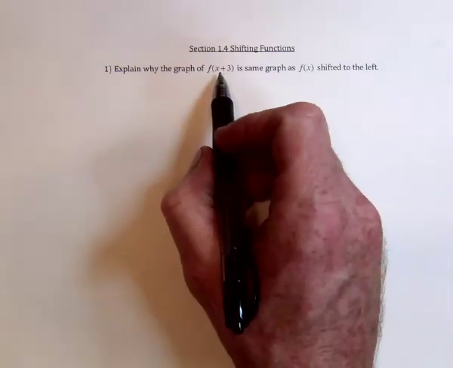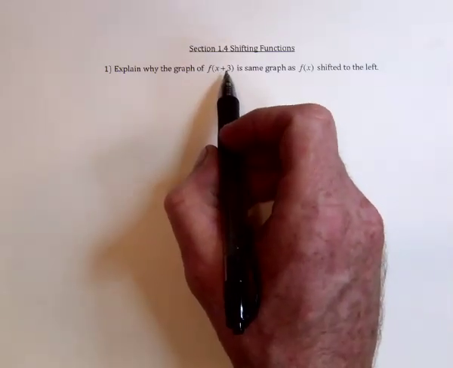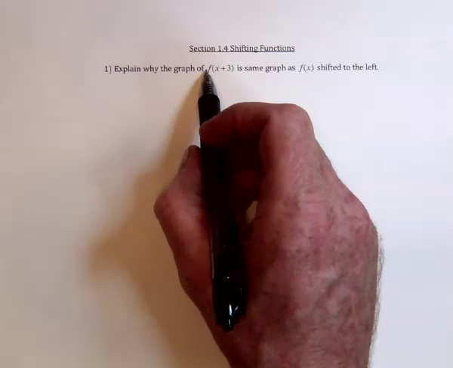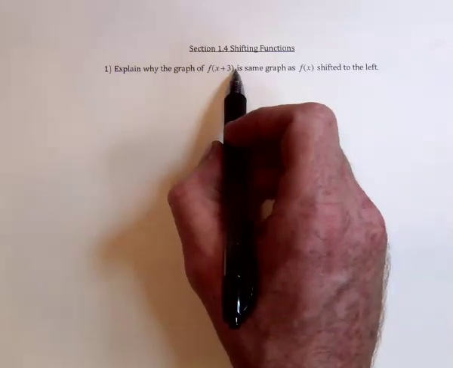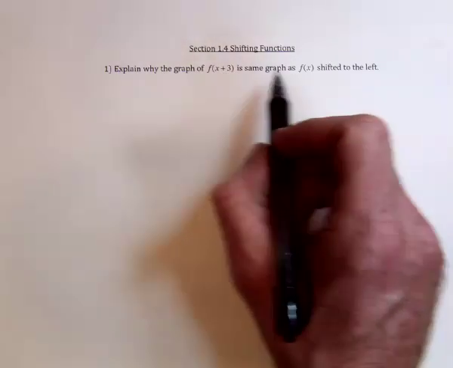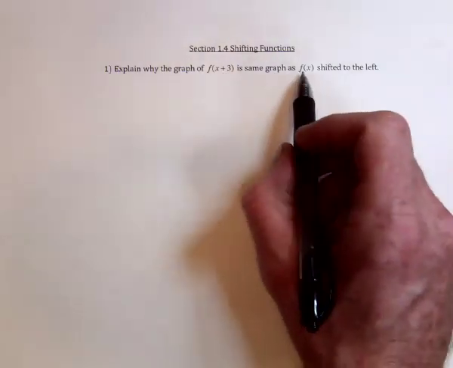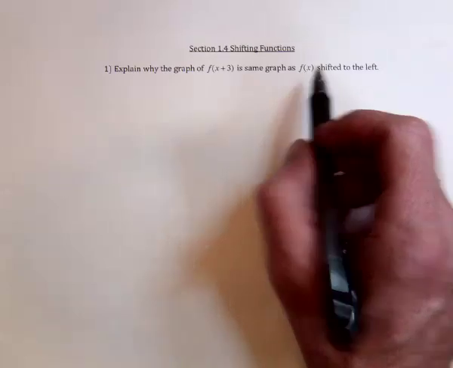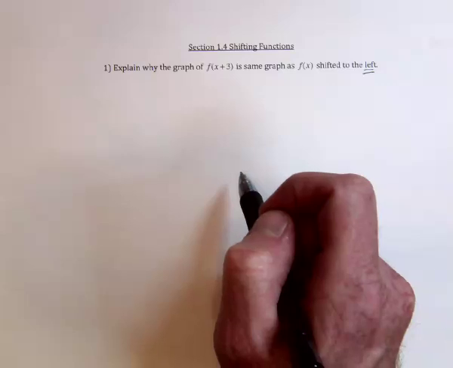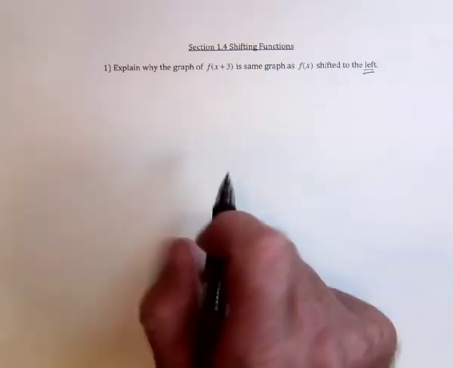So for shifting functions, this value in here is saying that the x value has been affected. There's no number out here multiplying with the f or the y value. There's nothing being added on at the end to the y value. It's simply the x. So the graph is going to be the same as the original function f of x. But the real question is, if it says plus 3, why is it shifted to the left?